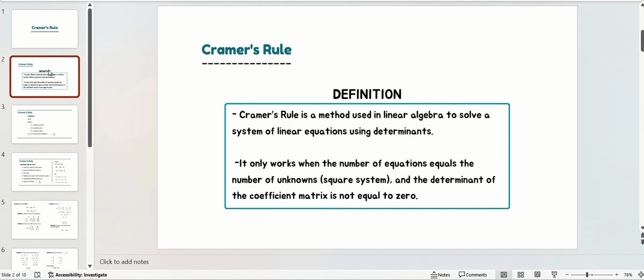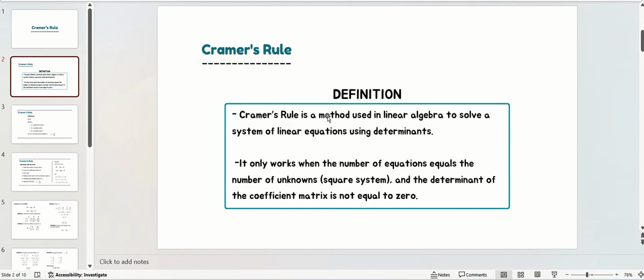So Cramer's rule by definition is a method used in linear algebra to solve a system of linear equations using determinants. It only works when the number of equations equals the number of unknowns, or a square system, and the determinant of the coefficient matrix is not equal to 0.